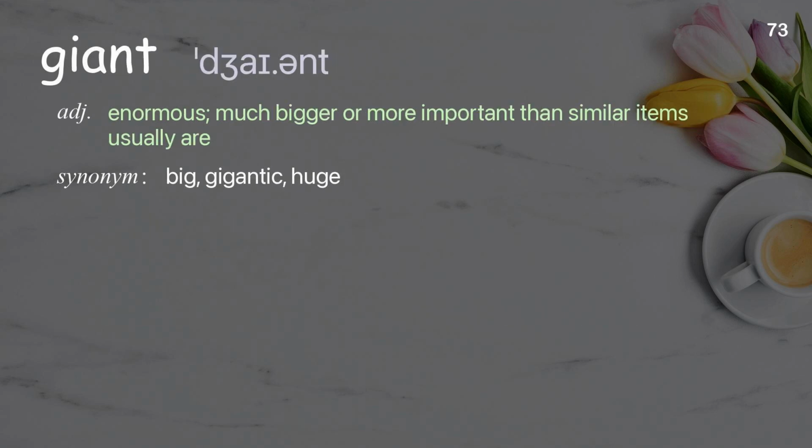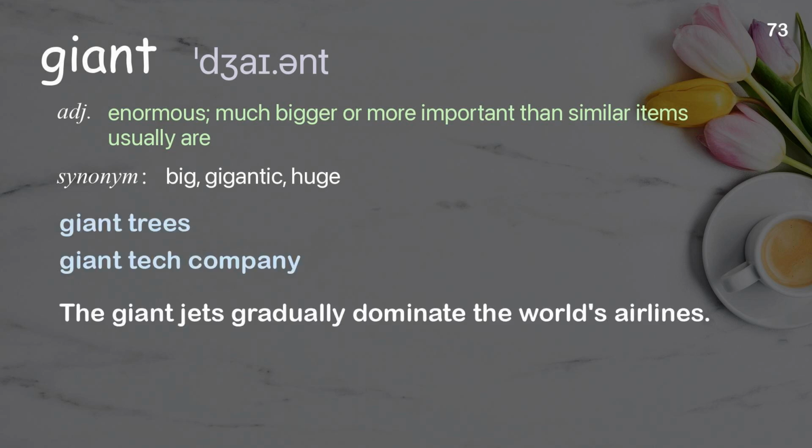Giant: Extremely big, much bigger or more important than similar items usually are. Examples: Giant trees, giant tech company. The giant jets that gradually dominate the world's airlines.